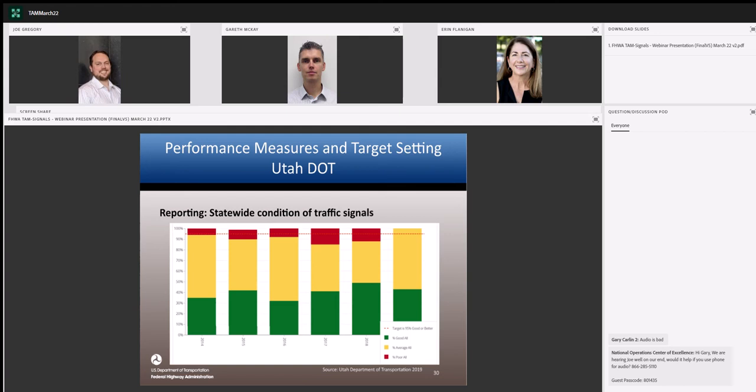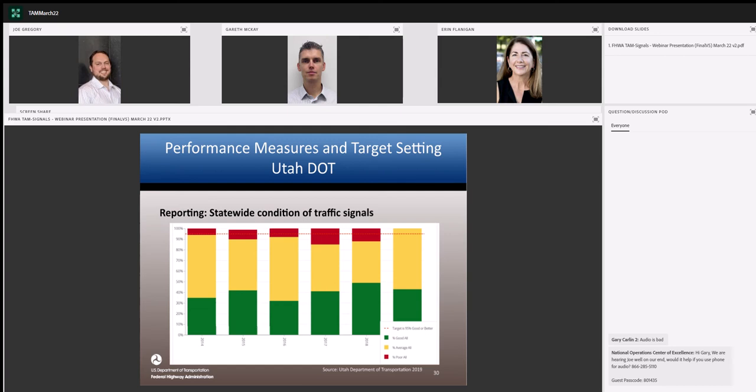Utah DOT. Coming back to their example here, this is them reporting on condition of their traffic signal assets over time. And this goes from 2014 through to 2019. You can see in here they've got a target red line that's been set. And there's actually a slight error on the slide. It should be target is 95% average or better.